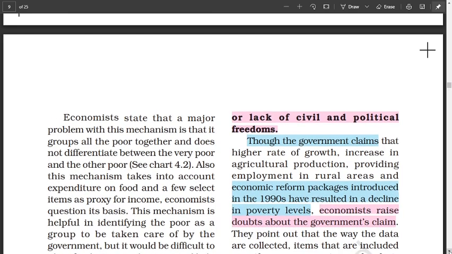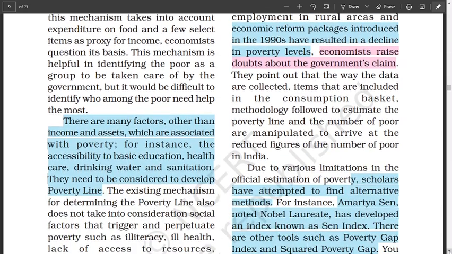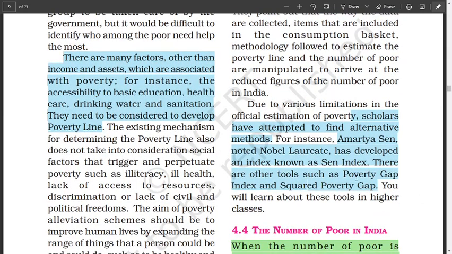Like I've said, there are many criticisms here. You can read about how it lacks many things, because it does not include these things. There are many factors rather than talking only about income and consumption. You need to also look at, for instance, whether people get access to basic education, literacy, healthcare, drinking water, and sanitation. All these factors need to be considered to develop a poverty line. That's the suggestion, because these things are neglected in that line.